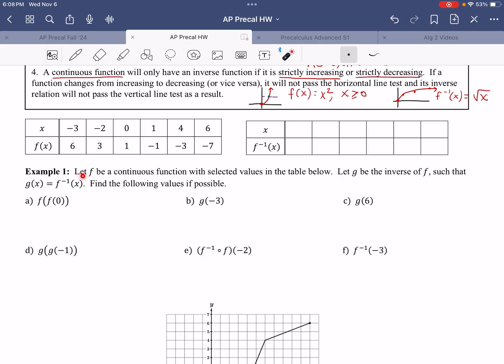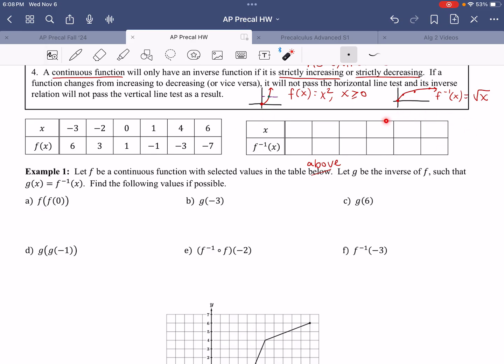It says, let f be a continuous function with selected values in the table below. Let g be the inverse of f such that g of x is equal to the inverse of f of x. Find the following values if possible. Okay, so here's the table for f of x. I'm going to quickly glance and see that it is strictly decreasing. It's continuous because the problem told me so, and I see the y values are constantly decreasing.